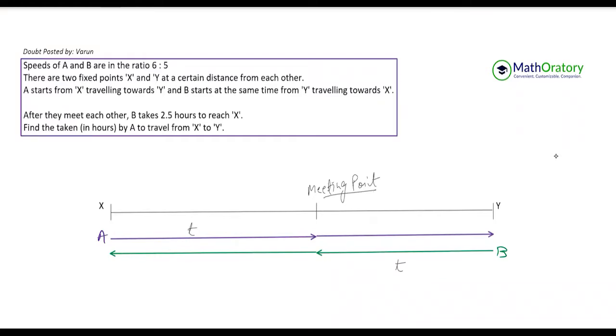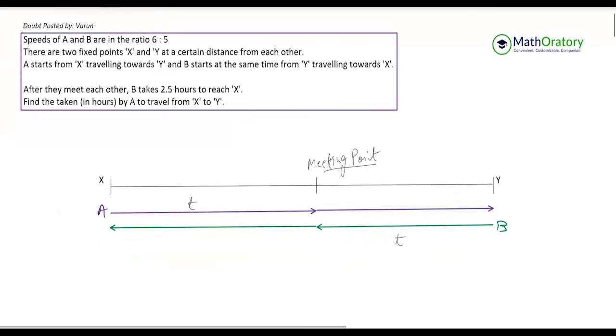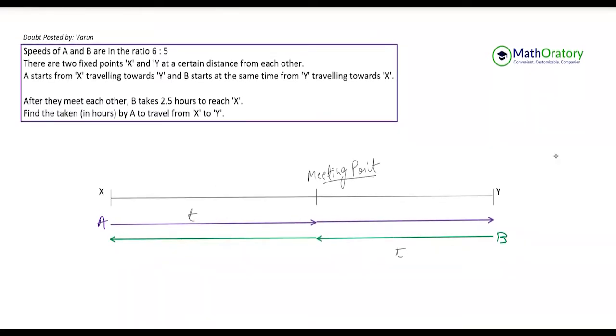And another thing is the speed ratio is known to us. So if I consider this block of distance, and the distance remains constant and the speeds are in the ratio 6:5, then the time will be in the ratio 5:6. So A will take 5/6 of the time that B takes to cover a certain distance.